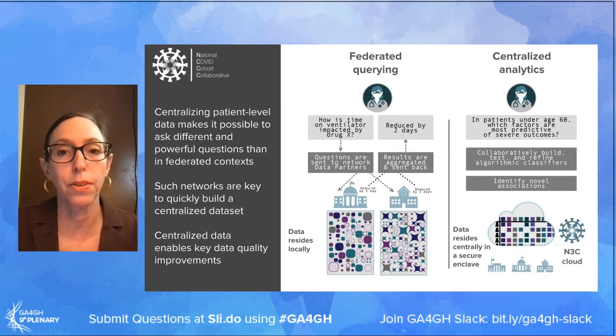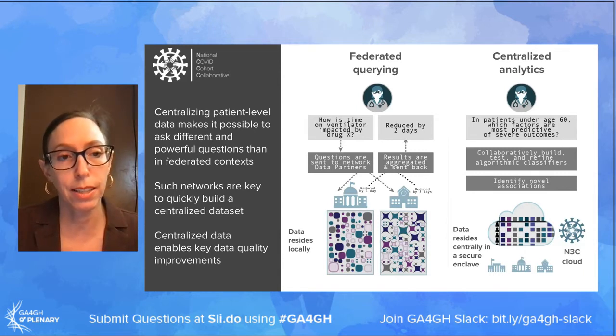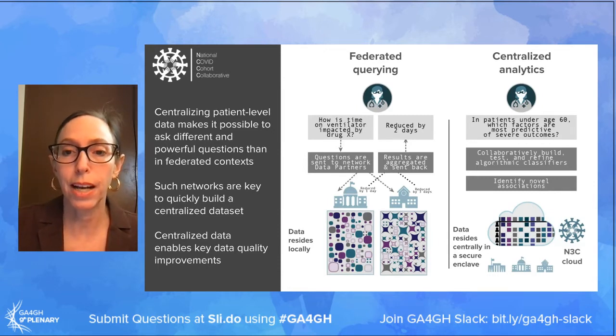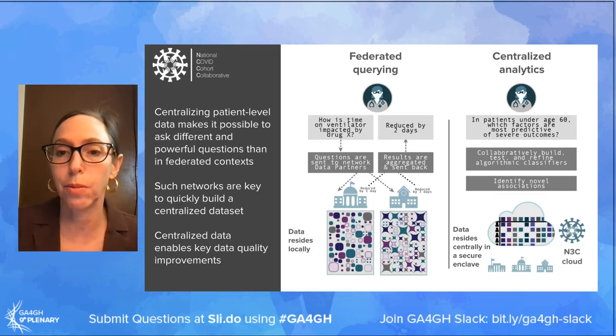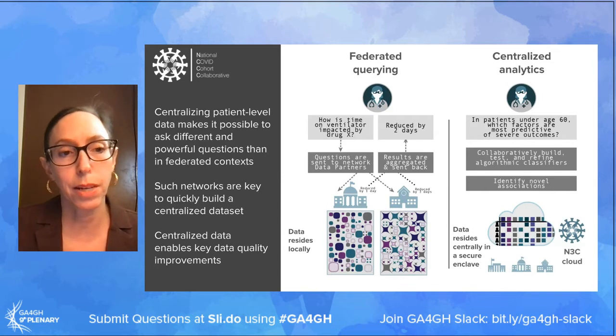So for example, if I want to ask questions like, how is the time on the ventilator impacted by a given drug? That question would then be sent to the distributed network partners that have their data in that data model, in any one of those data models. And then the results would be aggregated and sent back. And I could say, oh, one site said 1 day, one site said 3 days, and I could take the average or do statistics and come up with some answers.